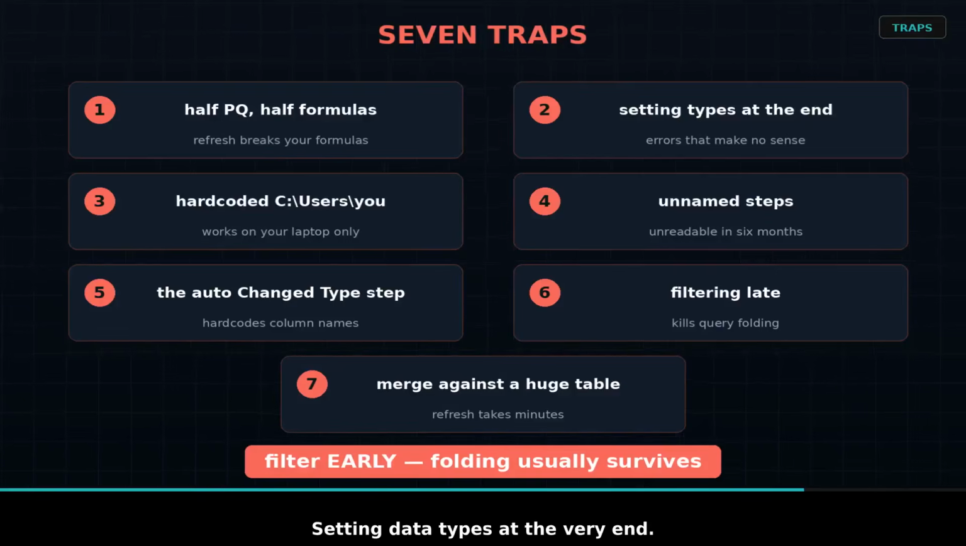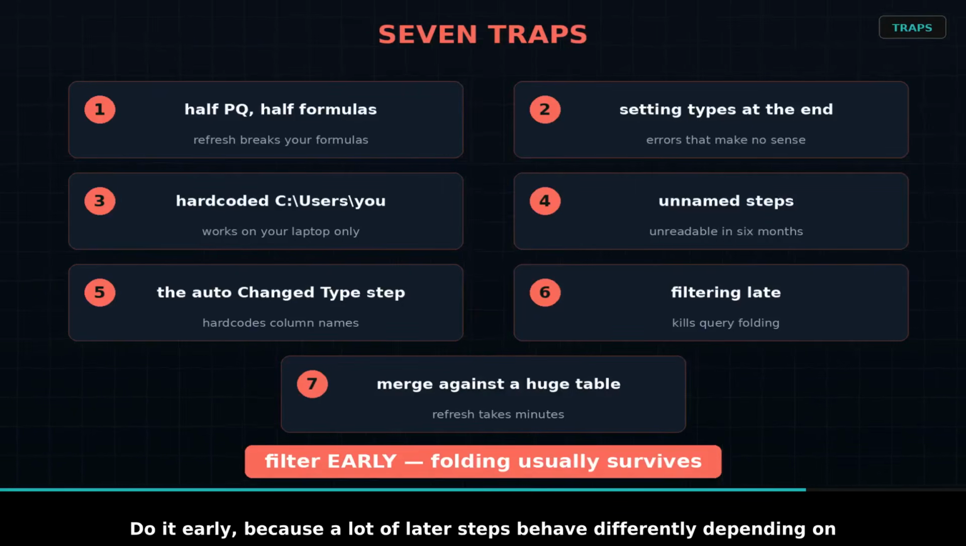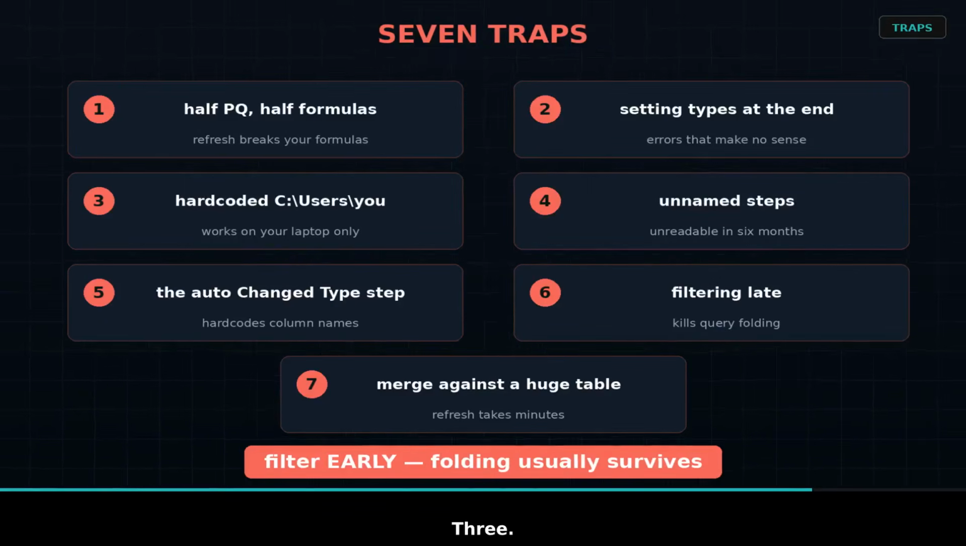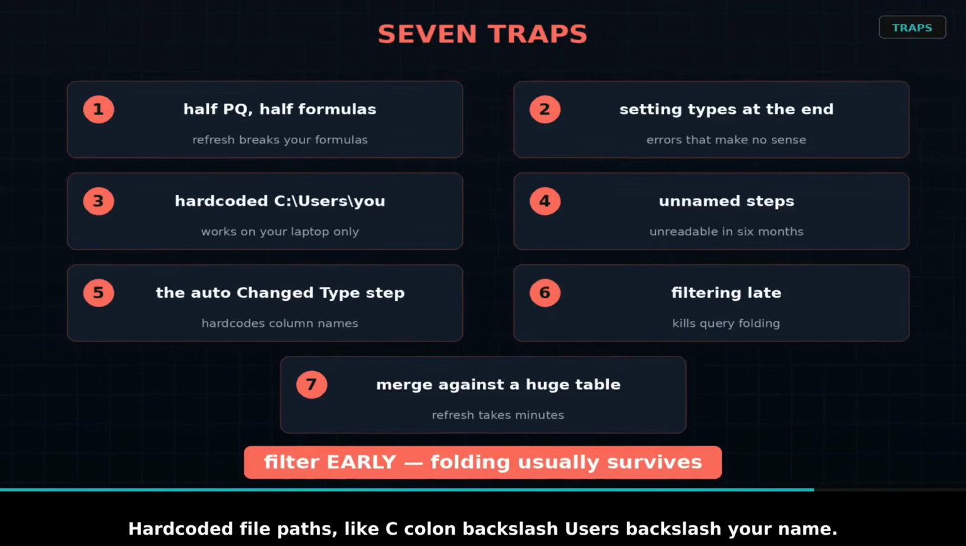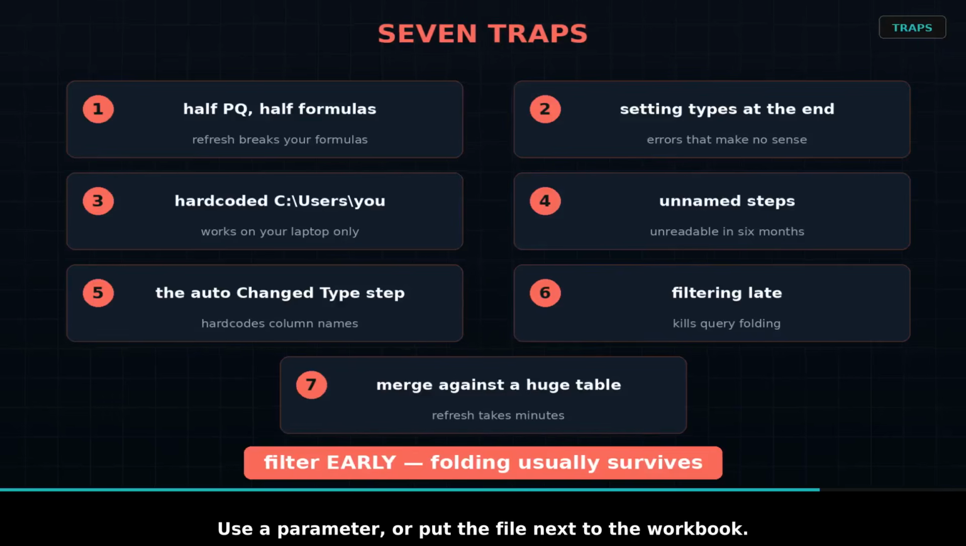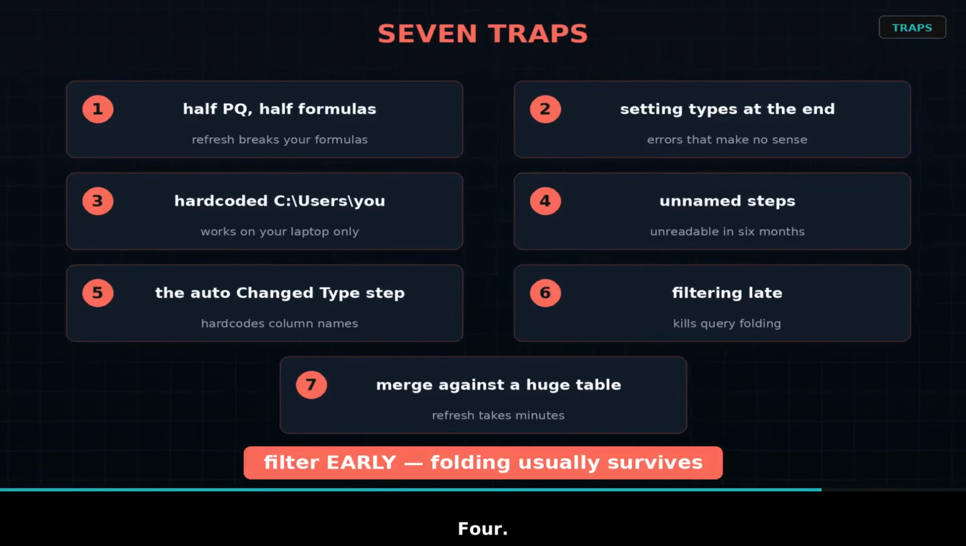2. Setting data types at the very end. Do it early, because a lot of later steps behave differently depending on type, and you'll get errors that make no sense. 3. Hard-coded file paths like C:\users\your name. It works on your laptop and breaks for everyone else. Use a parameter or put the file next to the workbook.